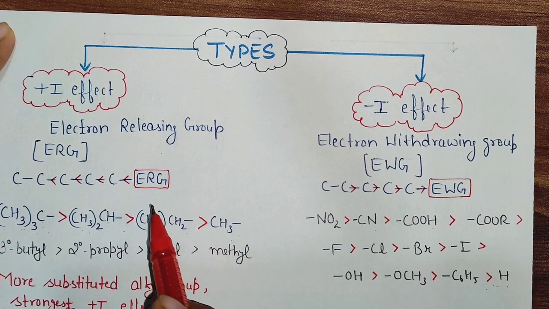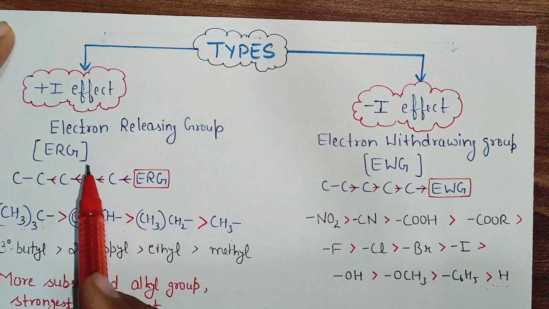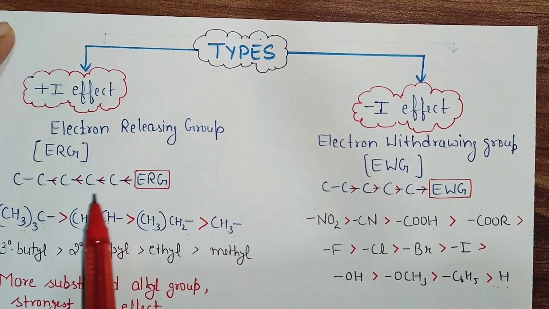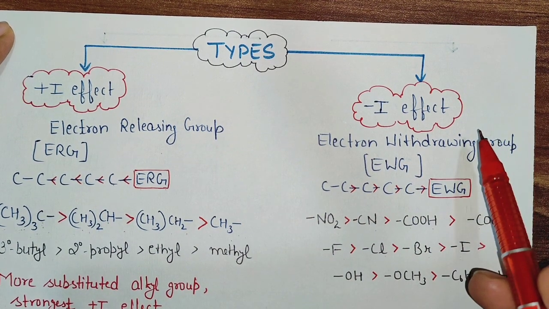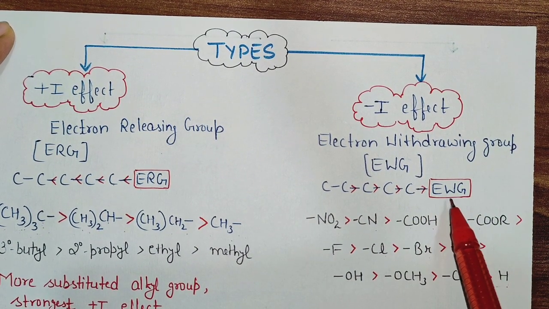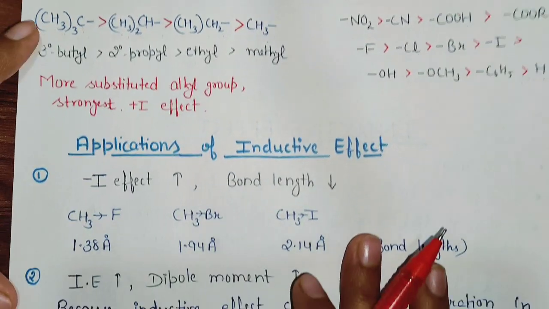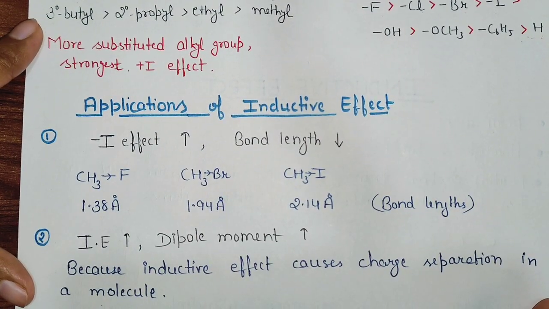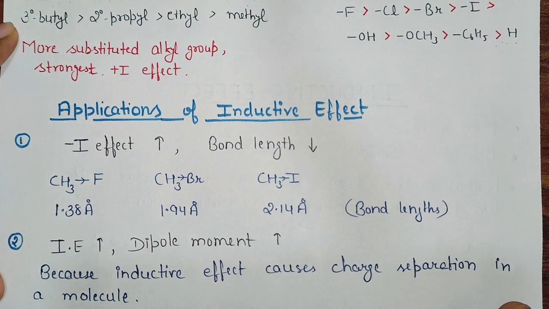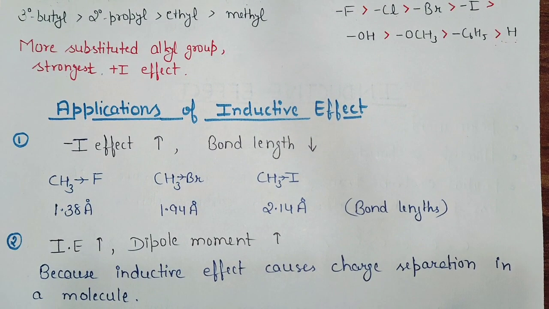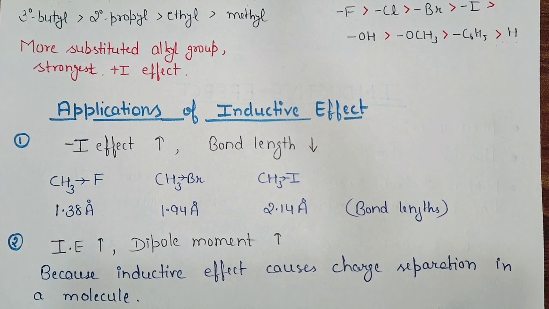So these are the types of inductive effect: plus I effect and minus I effect. Plus I effect when an electron releasing group is attached to the carbon, and minus I effect when an electron withdrawing group is attached to the carbon. Now, let's move forward towards the applications of inductive effect. So what are the applications? Where is it used? Why do we use the inductive effect?